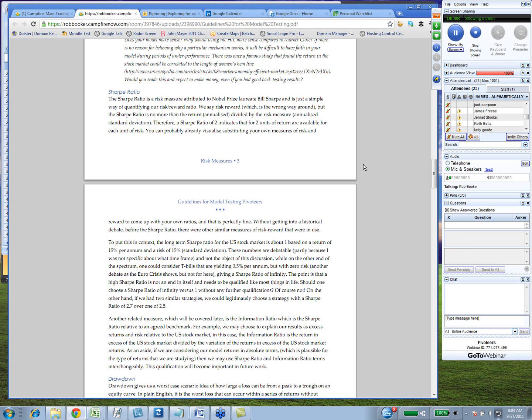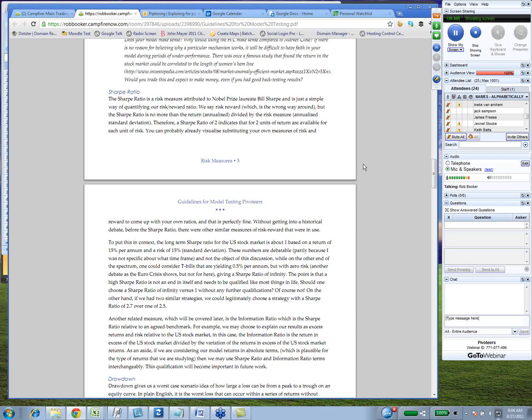These numbers are debatable, partly because he wasn't specific about what time frame, and that's not the object of the discussion. On the other end of the spectrum, one could consider Treasury bills, United States government bonds, that are yielding 0.5% per year, but with zero risk, meaning the risk of them going to zero or losing their value is theoretically zero. It's another debate, as the Euro crisis shows, but that's not the debate we're having here. Giving a Sharpe ratio of infinity.